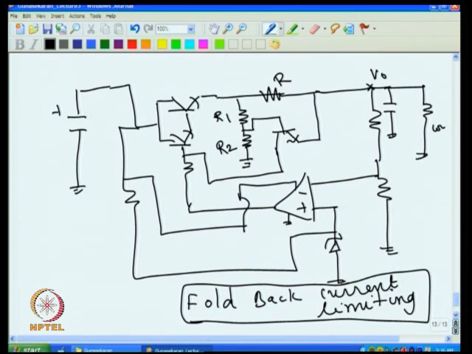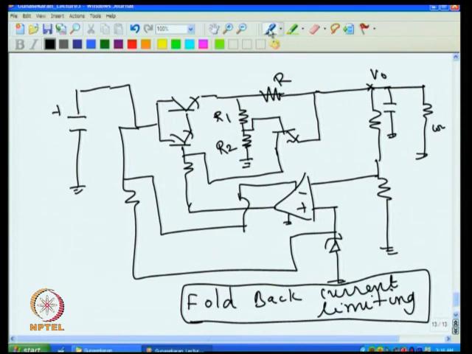See, the basic concept is that if the base and emitter voltage exceeds 0.6, the transistor will be conducting, and then current limiting will take place immediately. So the question is when the voltage difference will be 0.6. Now see what happens under short circuit condition.